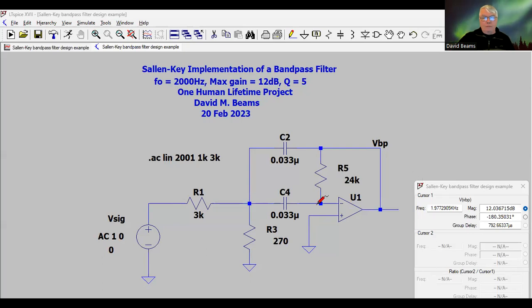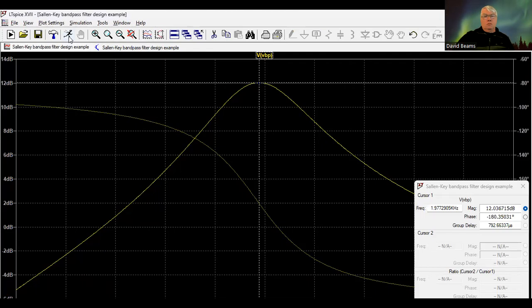So here is the filter with the capacitor values changed and with standard value resistors implemented in the design. And the center frequency is 1,977 hertz. That's only about a third of the error that we had before. We're off by 23 hertz rather than about 80 hertz. And the gain at that center frequency is 12.04 decibels. That's right on. So let's measure the bandwidth and see how close to a Q of 5 we have.